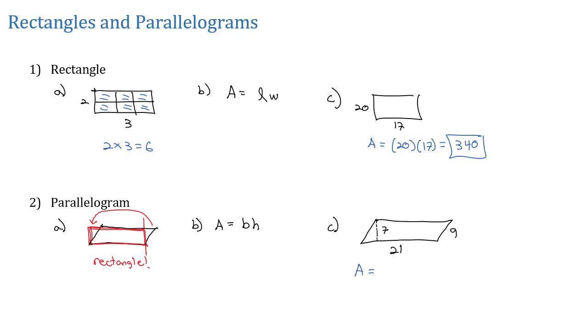The key about base and height is the base and the height must meet each other at a right angle. Because the 9 doesn't meet anything at a right angle, we don't actually really care about the 9. Base times height, the base would be 21, the height would be 7, giving me a total area of 147 units. So rectangles, parallelograms, really the same thing. Base times height, length times width.